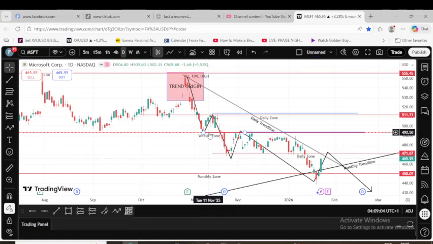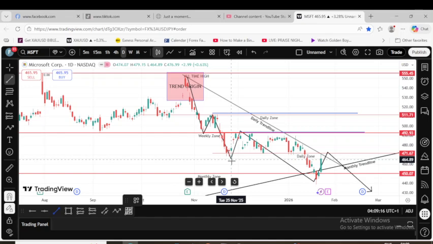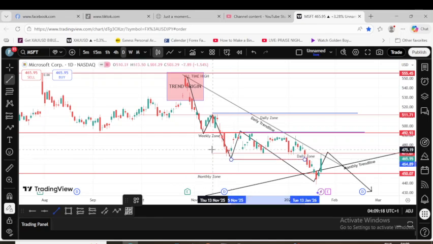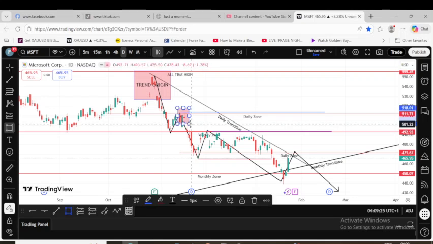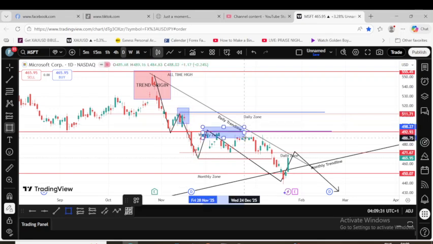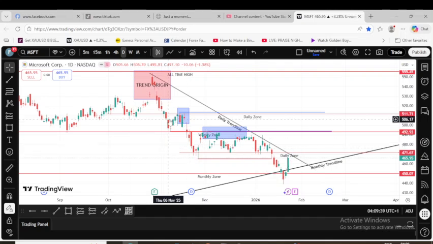You can see that at this weekly zone, we have support that became resistance. And so here we have another higher low. So we will highlight this point. And then we'll go down to the 4-hour time frame.